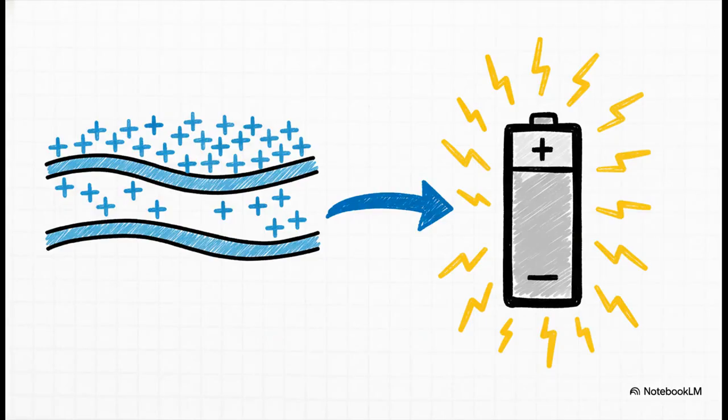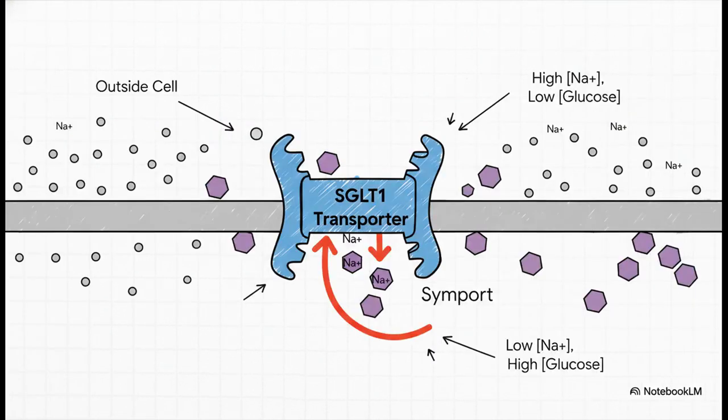So why does it do all this work? Well, all of this hard work pays off big time. By constantly pumping these ions, the cell builds up a really steep electrochemical gradient. That's a huge difference in both chemical concentration and electrical charge. This gradient is essentially a battery. It's charged up and storing a ton of potential energy that the cell can tap into later to power other critical tasks.